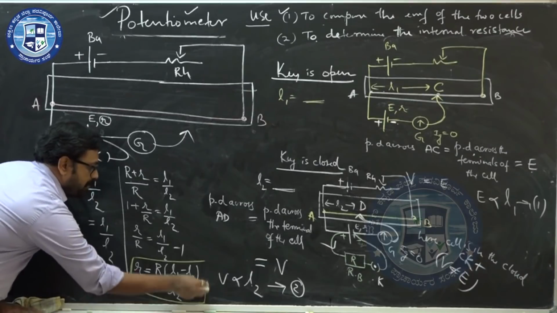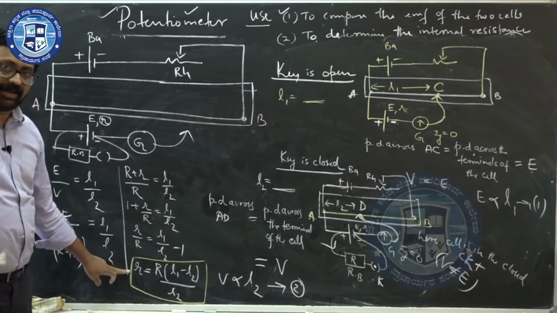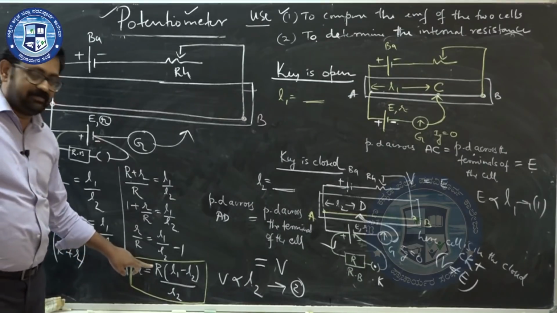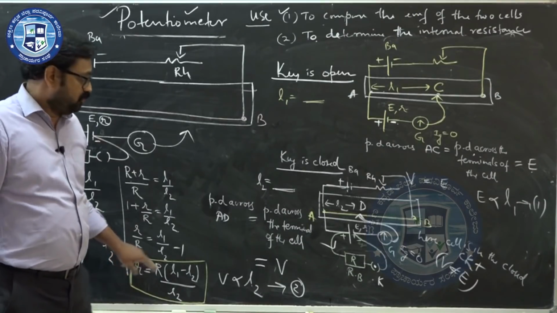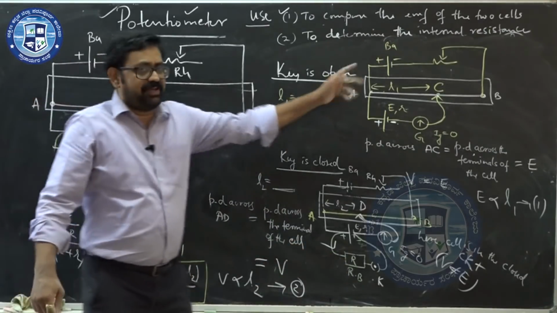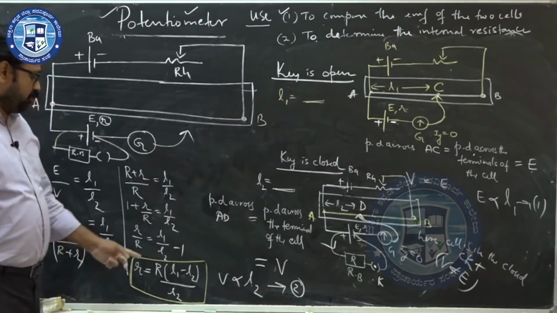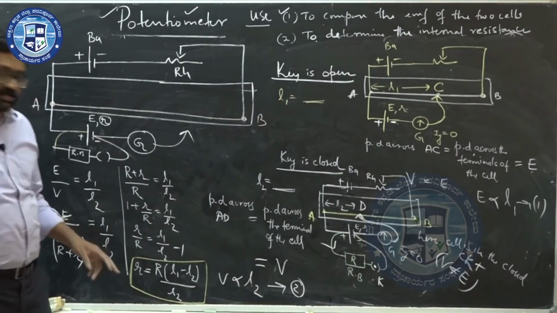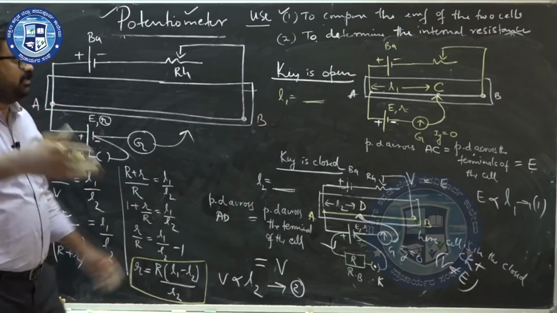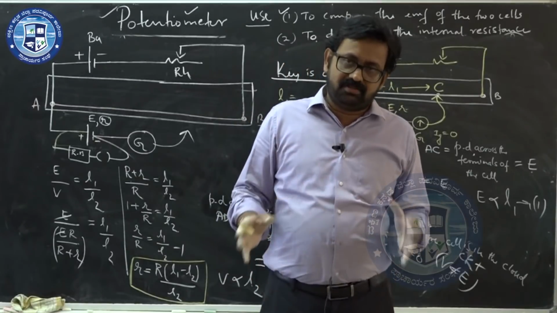This is a formula to be remembered. In your experiment, you will use this formula in calculating the internal resistance of a cell. What is capital R? You will know what you are going to keep in the resistance box. L1 and L2 you find out. L1 is the balancing length when the key is open, L2 is the balancing length when the key is closed. Substitute the values, and you are going to get the internal resistance of a cell. I hope you understood this discussion.